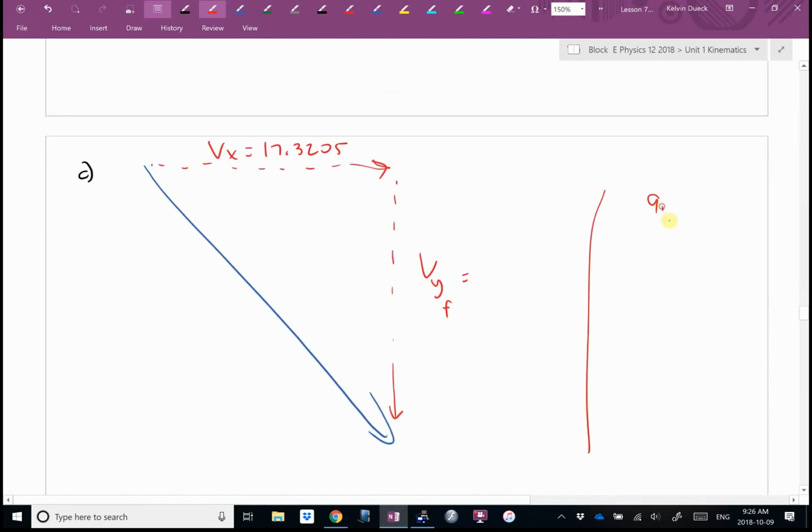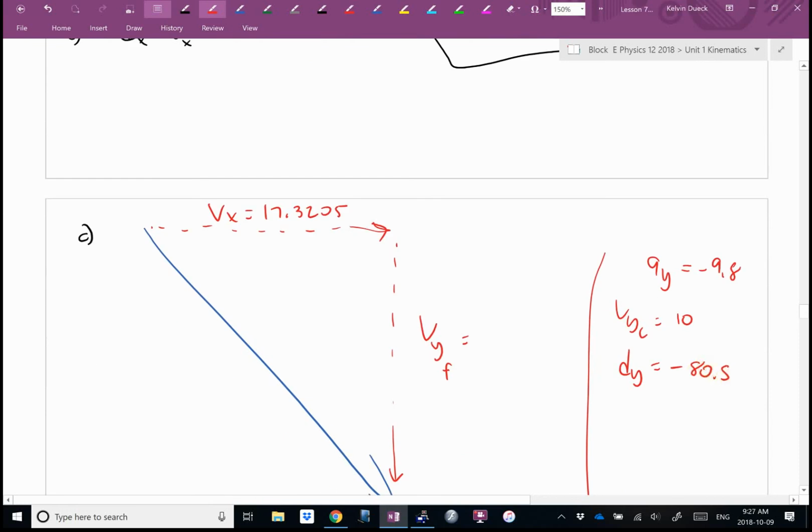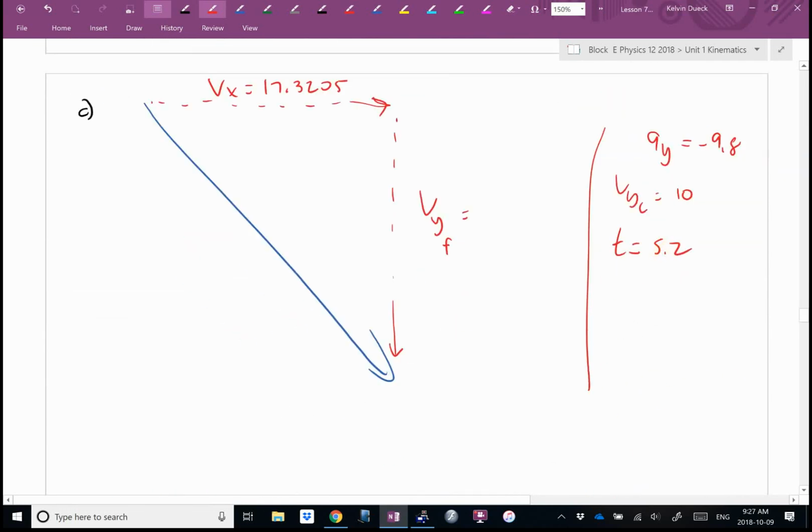Vertical. I know that Ay is negative 9.8. I know Vy initial is 10. I know dy is negative 80.5. Oh, no, they gave me time. Did they give me time? Wait a minute. They gave me time. I was thinking I hadn't found time. No, I didn't find time. They told it to me. T is 5.2 seconds. You could use that dy, by the way, as well, but T is 5.2 seconds. I can get a VF easily from that. What equation has a VF, a T, a VI, and an A in it? There is one. Yeah, I can go Vy final equals Vy initial plus AT.